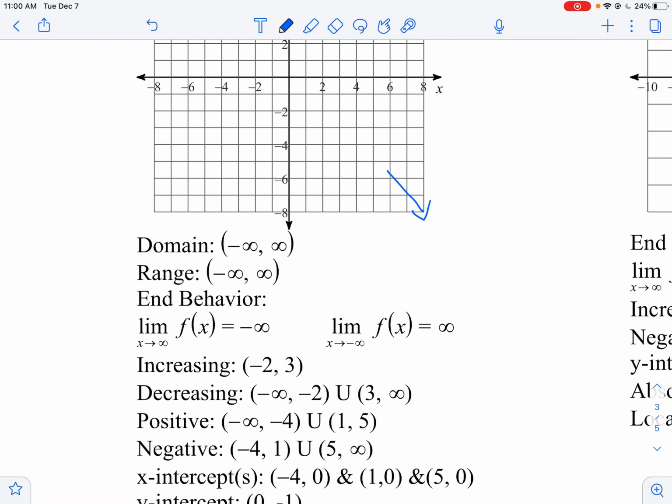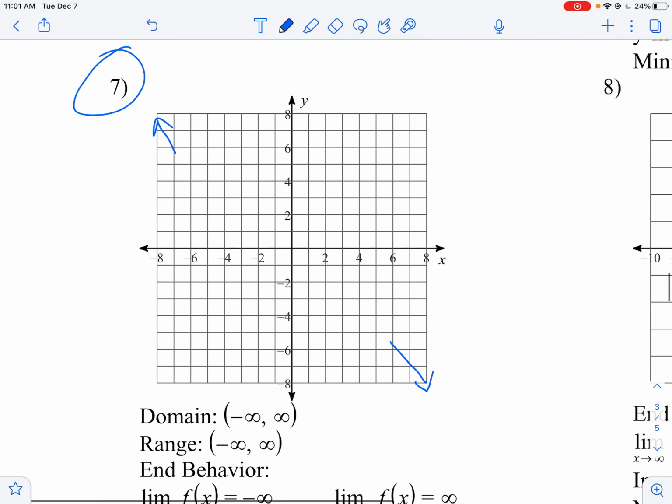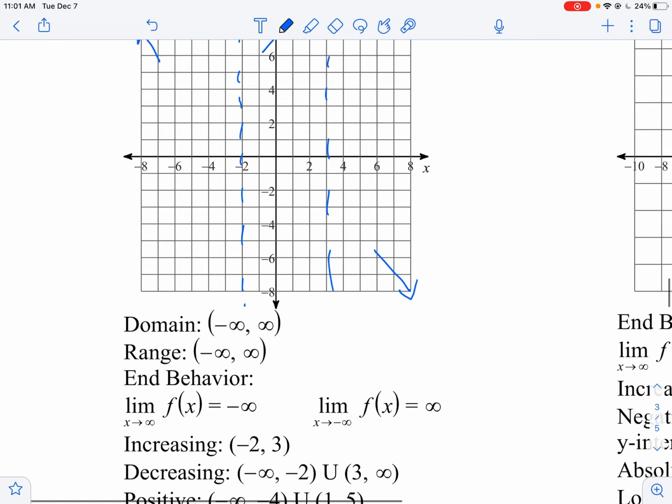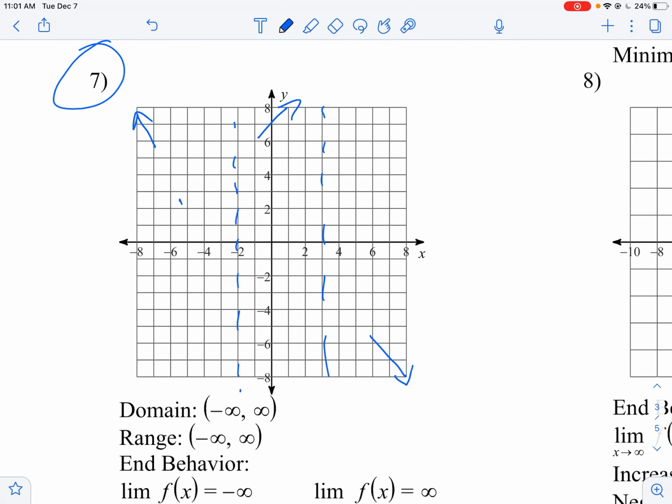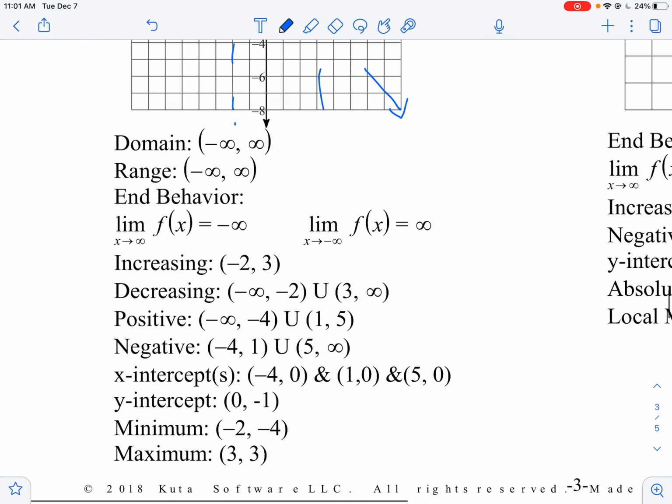It is increasing from -2 to 3. So I'm going to put some little dash here, -2 to 3. It is going up. So I'm going to put a little mark there. Lets me know it's going up. It is decreasing before -2 and decreasing after 3. So this is going to be decreasing and then decreasing. So I already have an idea the function is going to do this. It's going to go down, up, down. So again, just putting some notes there.